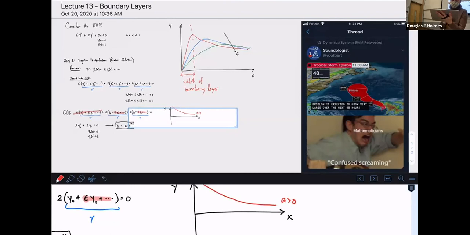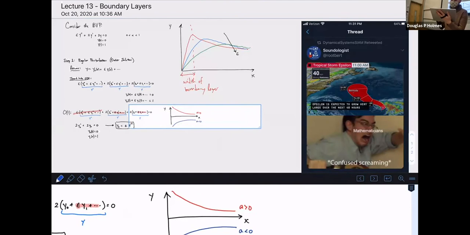Or a is negative, in which case we get this curve. It's a mirror of the other curve. Remember that our problem is defined only over the domain x from 0 to x is equal to 1. So there's nothing we have to worry about happening in the negative x regime or above x is equal to 1. And so these are the only two options here. So our solution tells us that we can either have the red curve or the blue curve.